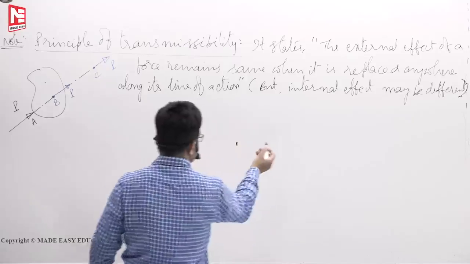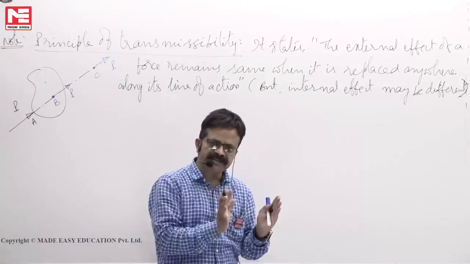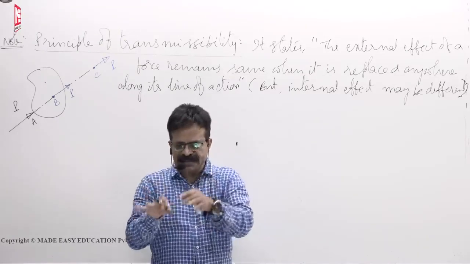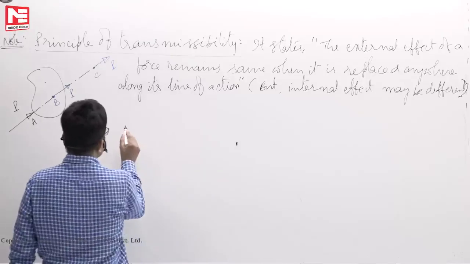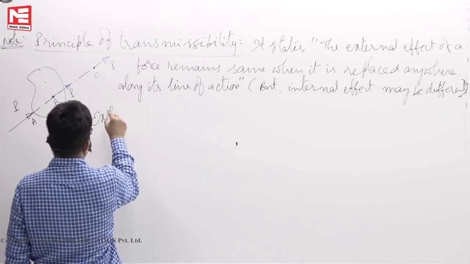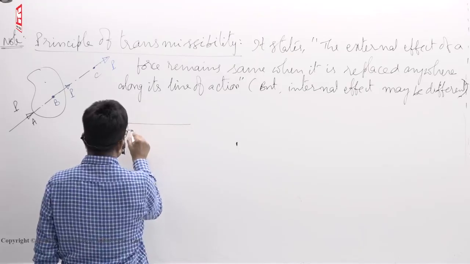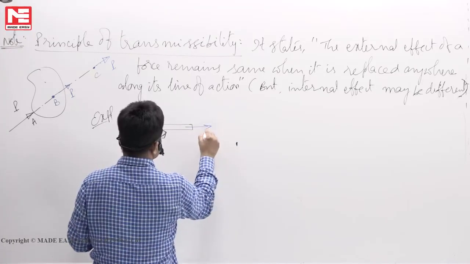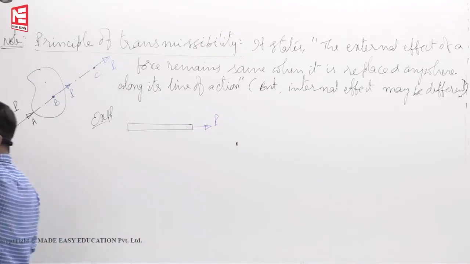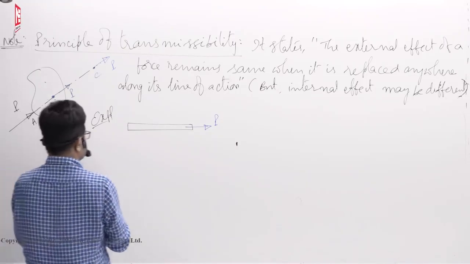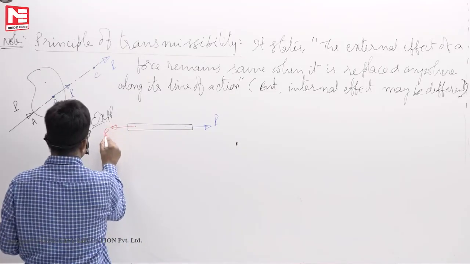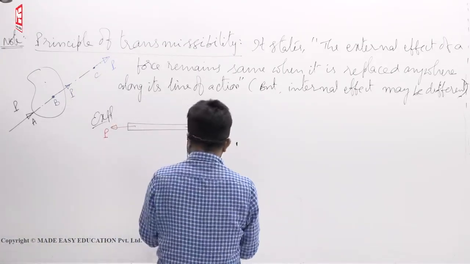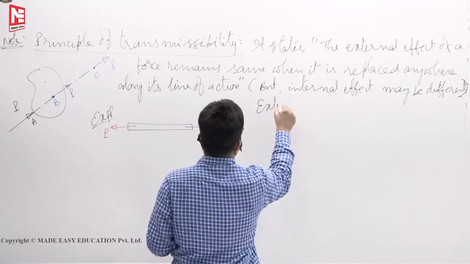And mathematically, now you have a full idea about external effect and internal effect. External effect is as seen from outside the body, internal effect as seen within the body. Supposing that we have a member like this, and you are applying two forces, P here, another P here. Come outside the body, as far as you are concerned, it is in equilibrium. That is called external effect.